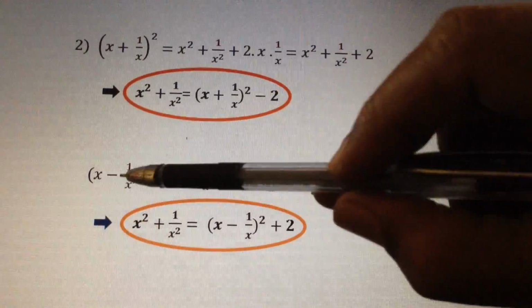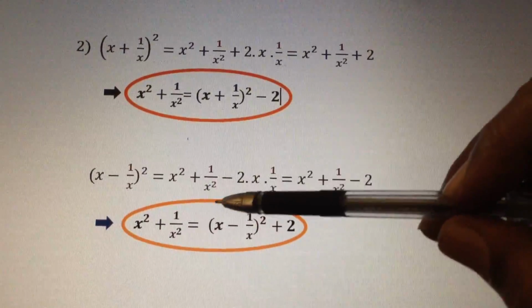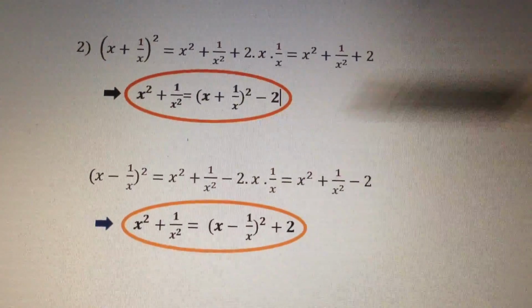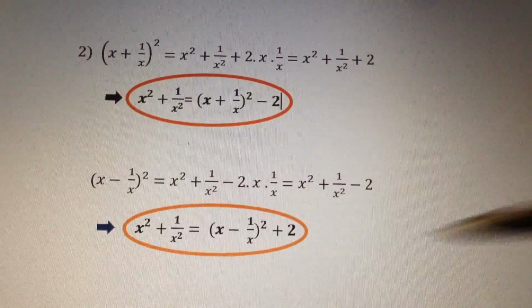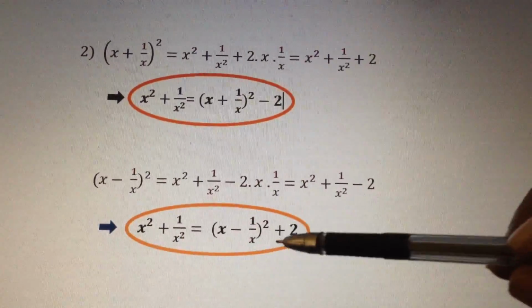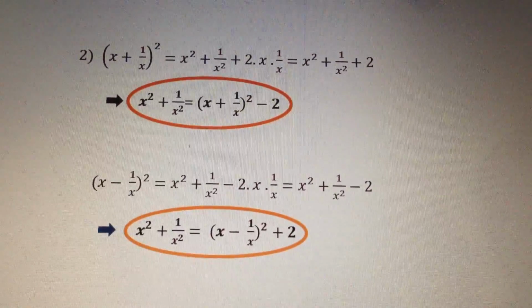And the next one is x minus 1 by x whole square is equal to x square plus 1 by x square minus 2 into x into 1 by x, which is equal to x square plus 1 by x square minus 2. Therefore, x square plus 1 by x square is equal to x minus 1 by x whole square plus 2.